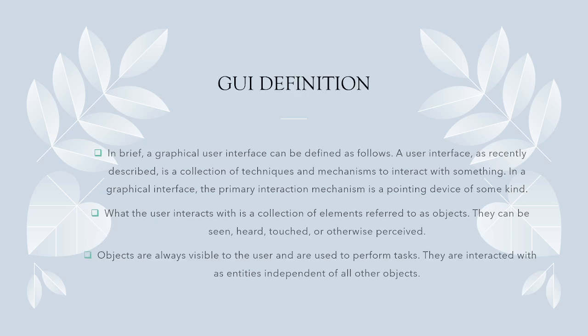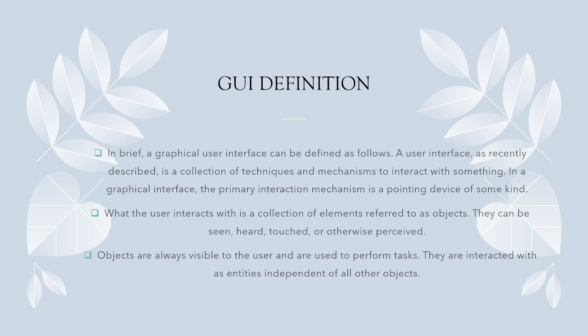Next, graphical user interface definition. It is also known as GUI. A user interface, as recently described, is a collection of techniques and mechanisms to interact with something. In a graphical interface, the primary interaction mechanism is a pointing device of some kind. What the user interacts with is a collection of elements referred to as objects. They can be seen, heard, touched, or otherwise perceived.